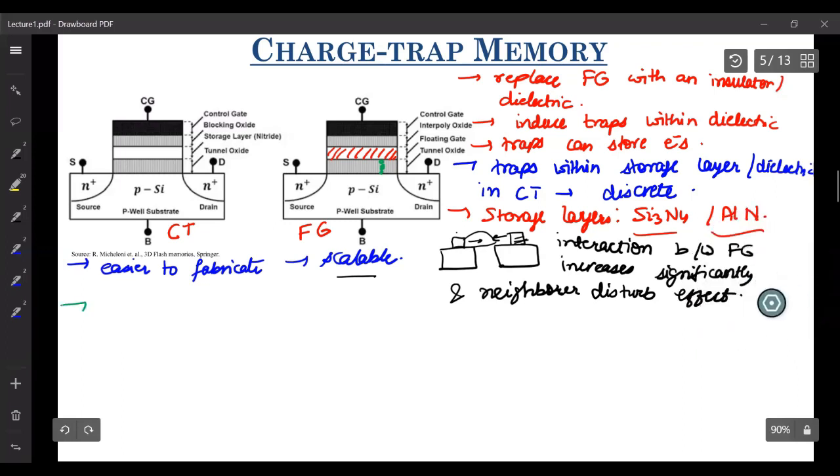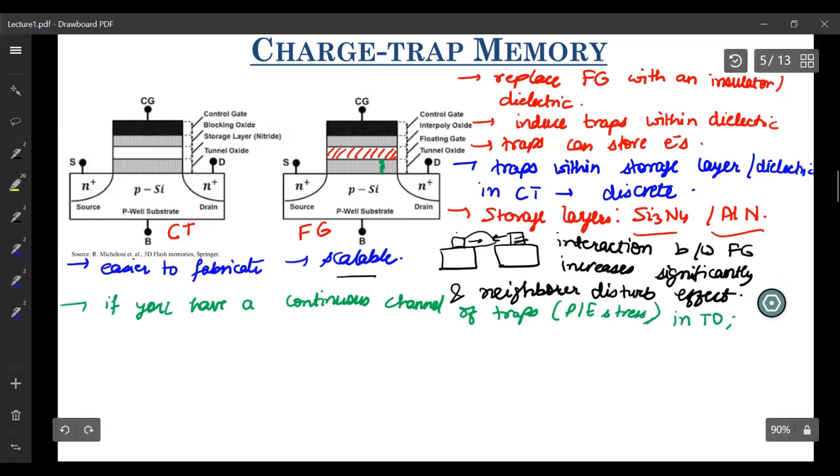So if you have a continuous channel of traps formed because of program erase stress, or whatever reason, in the tunnel oxide, all electrons within the floating gate will traverse to the channel.